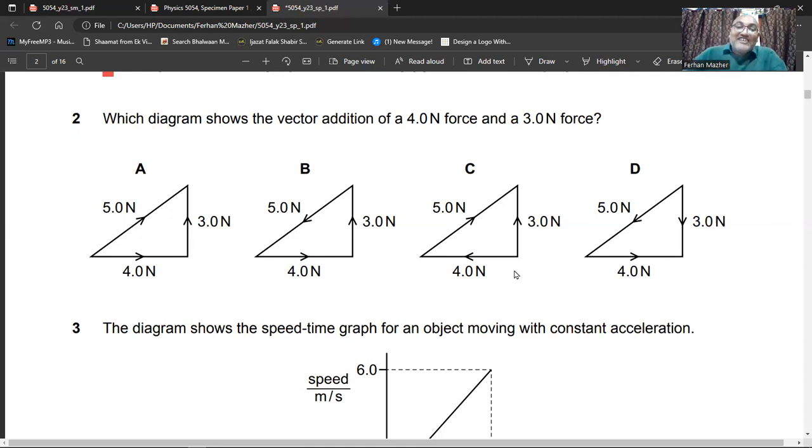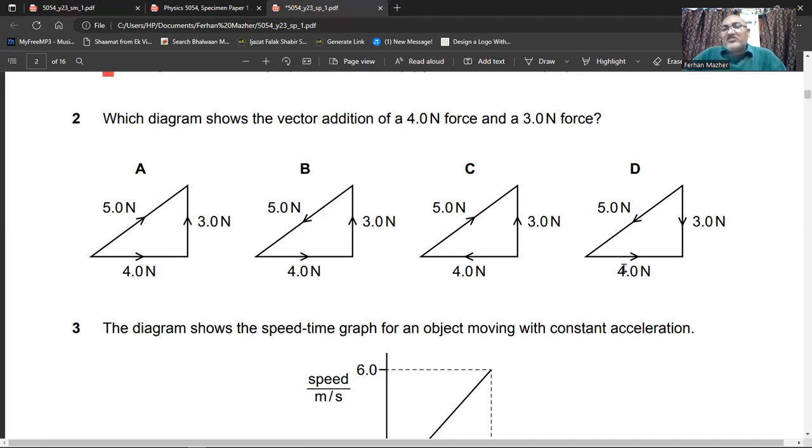He has put them in such a way that their tails are joined together. When you put the two vectors in such a way that the tails are joined and you make a triangle, in your mathematics, you have studied that this is a subtraction. So this line basically represents not their addition, it represents their subtraction. So C is not the choice.